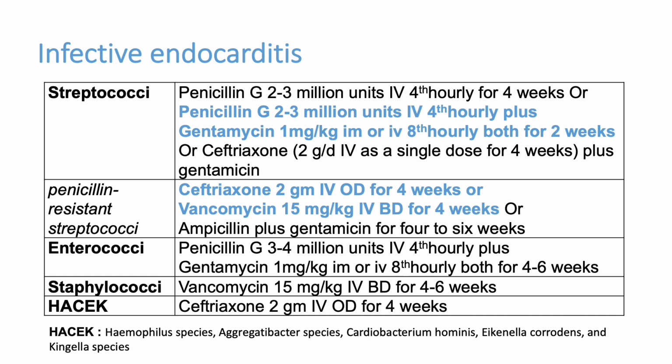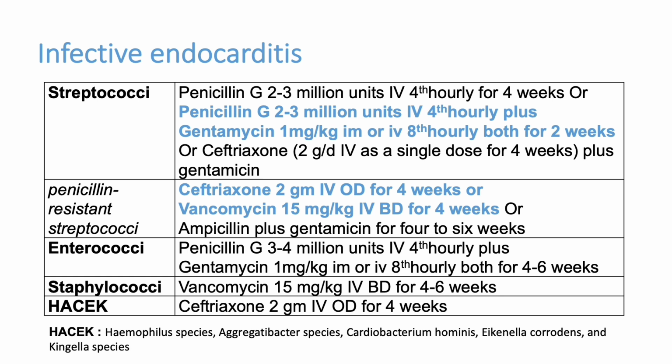Penicillin IV 2 to 3 million units every 4th hourly plus gentamicin 1 milligram per kg body weight IV, or ceftriaxone 2 gram per day IV can be given with gentamicin. These are the routine treatment for the common infection, that is streptococcal infection. If we are suspecting penicillin resistant streptococci only, we have to add vancomycin 15 milligram per kg IV. So routinely used therapy is ceftriaxone with gentamicin or penicillin with gentamicin.